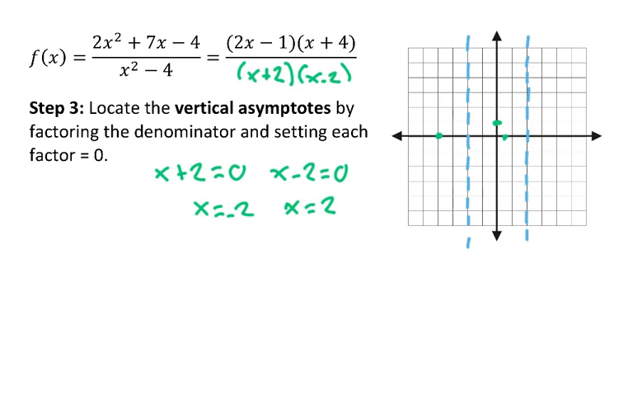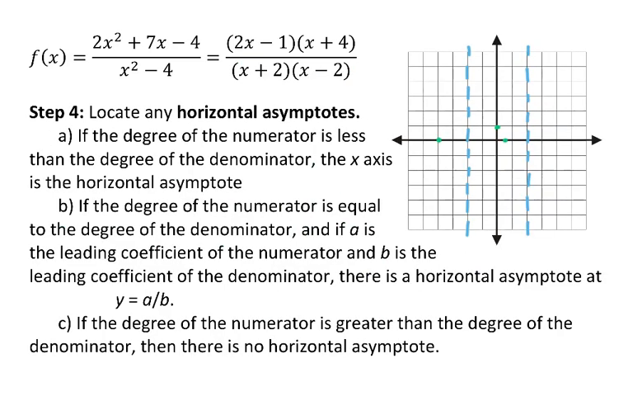So we know the x and y intercepts and the vertical asymptotes. Step 4, locate any horizontal asymptotes. Now this rule is a good deal more complicated, and it focuses on the degree of the numerator and the degree of the denominator. The degree of a polynomial is simply the highest exponent on a variable in the polynomial.